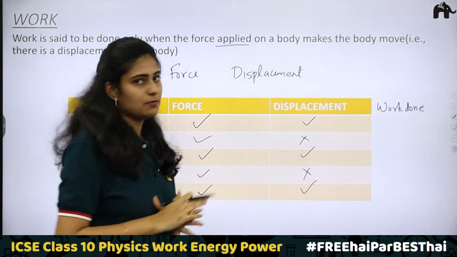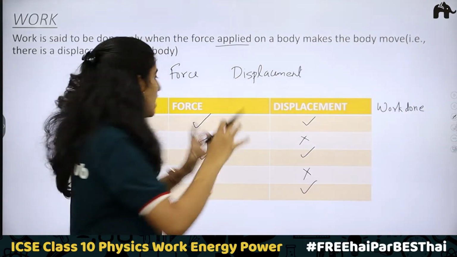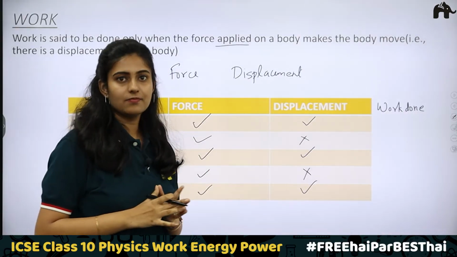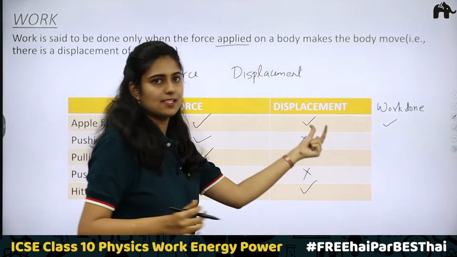In all these 5 examples, is work said to be done? No, right? Okay. In the first case, that is apple falling, is work done? Yes, work is said to be done. Why? Because there is a force and there is a displacement.